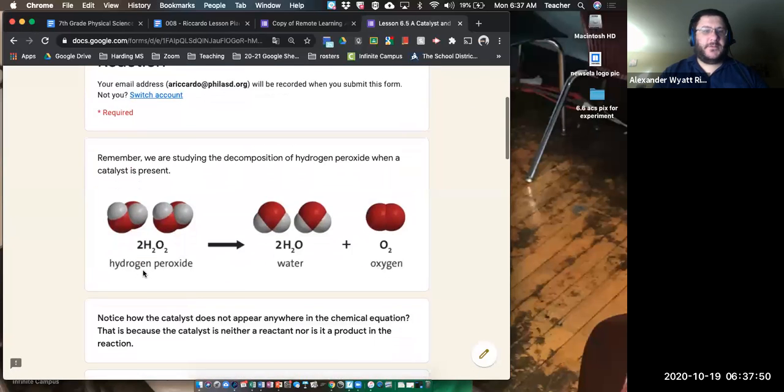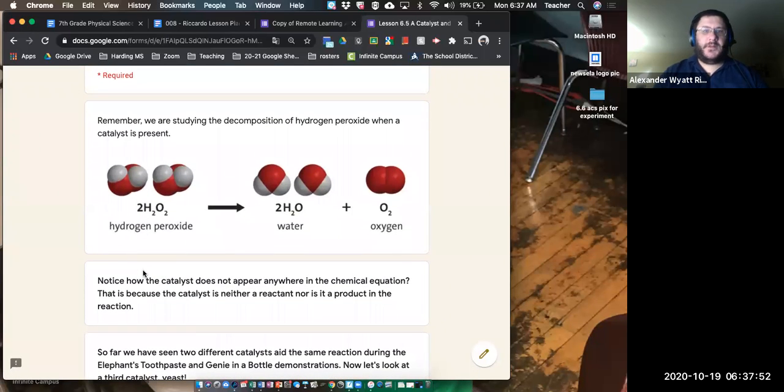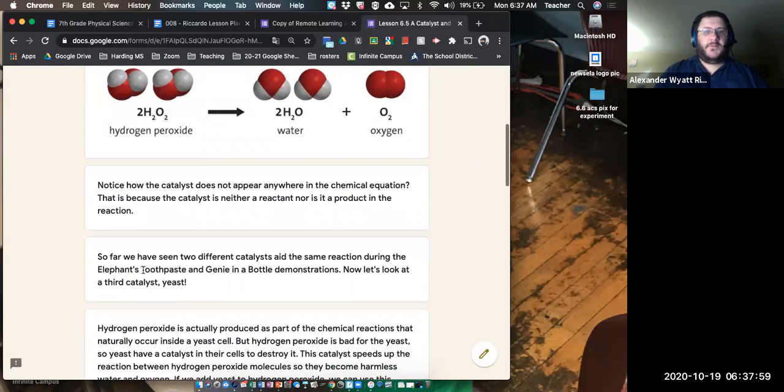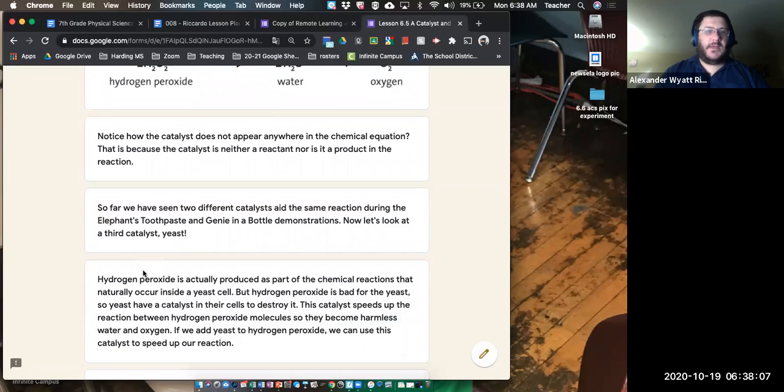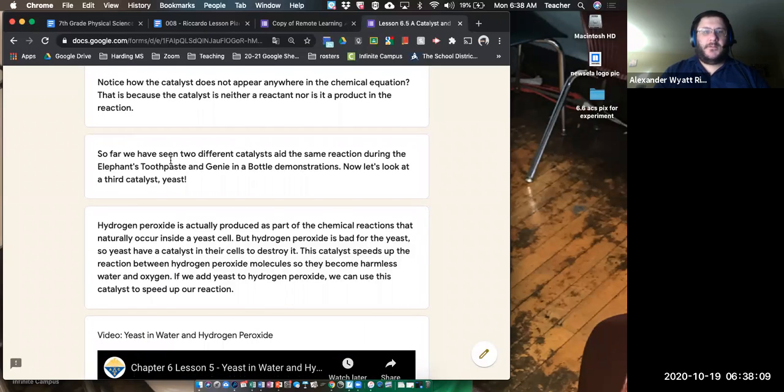We're studying the decomposition of hydrogen peroxide when a catalyst is present. Notice how the catalyst does not appear anywhere in the chemical equation. That is because the catalyst is neither a reactant nor a product in the reaction. So there are different types of catalysts in both of them.